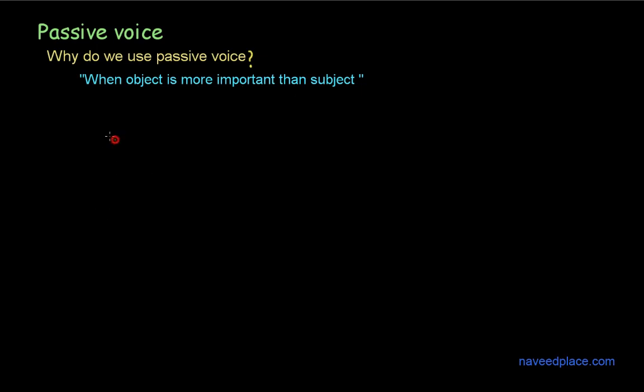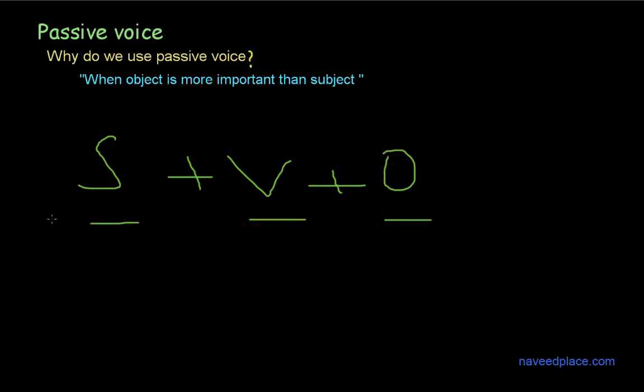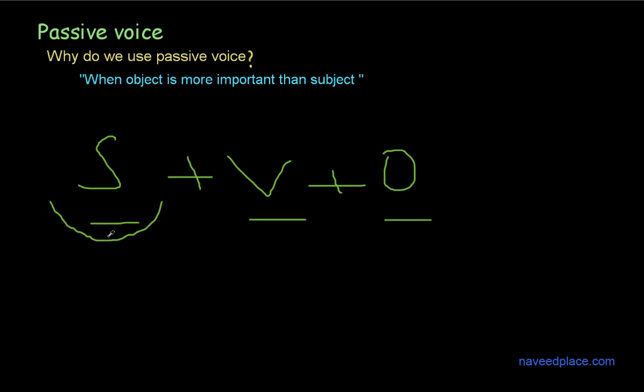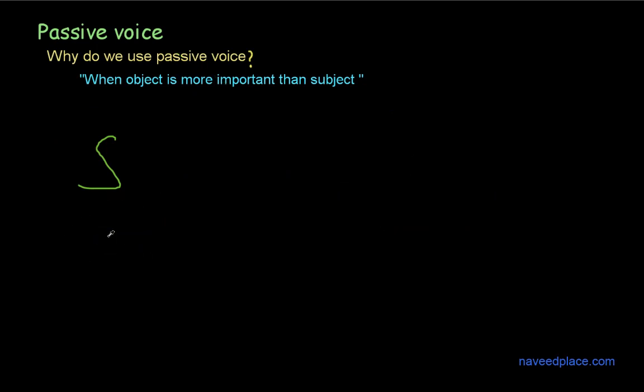For example, if you take the simple structure, we have subject, verb and object. In our normal tenses, our subject is most important, but in passive voice our object is more important than the subject. Getting me? And so why? Definitely. Why is the object more important than the subject?